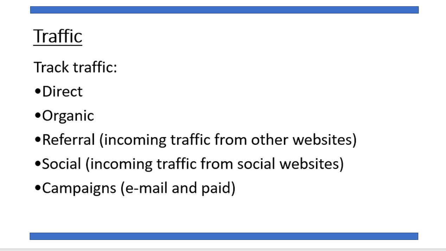Social is the exact same thing, except it's referring to traffic that comes from what Google categorizes as social websites. So the biggies, of course, are Facebook, LinkedIn, Twitter, Instagram, etc. But Google actually has hundreds of websites that they consider social, including Reddit, Digg, those types of sites. And then finally, there's campaigns, which could be your email campaigns and or paid campaigns, pay-per-click advertising that you're doing. So you're going to want to know not only how much traffic is coming in overall, but where that traffic is coming from.